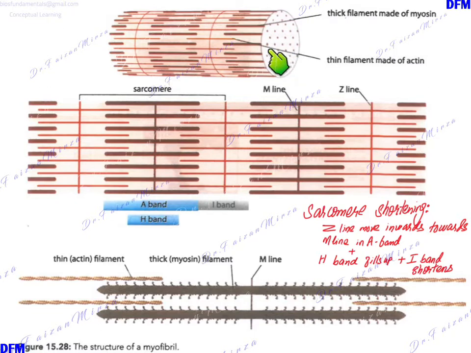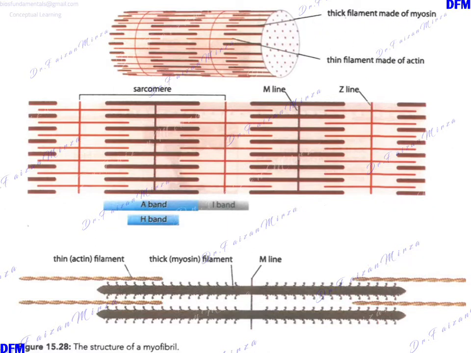Coming to the structural details of a single myofibril. So this is a myofibril. In the myofibril, you can see contractile proteins. This is a darker contractile protein. This is a lighter contractile protein. What are the contractile proteins? The darker ones are made up of the thick myosin filament. And this one is the thin filament. The thin filament is made up of the protein actin. The thick filament is made up of the protein myosin.